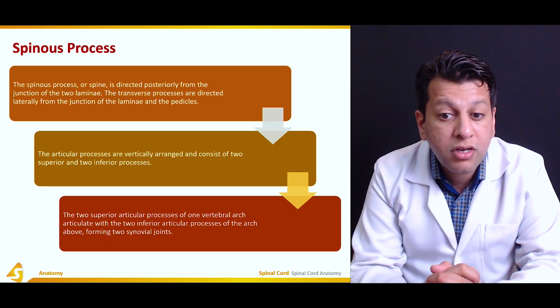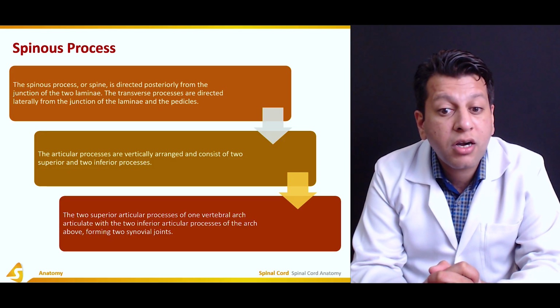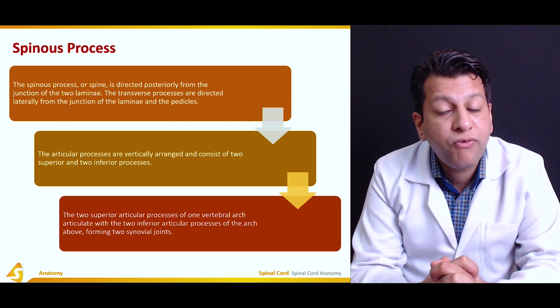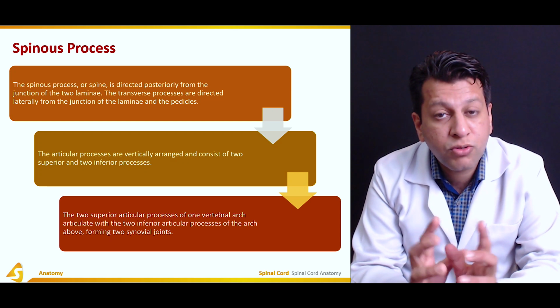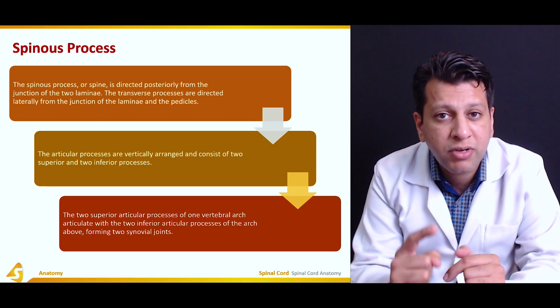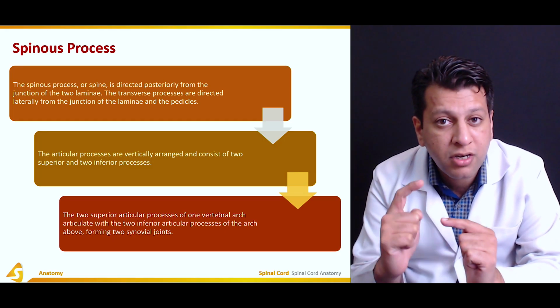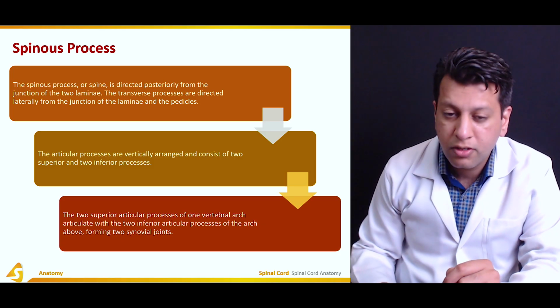The two superior articular processes of one vertebral arch articulate with the two inferior articular processes of the arch above, forming two synovial joints. So there is not actually one synovial joint between one vertebra above and below; rather, there are two synovial joints.